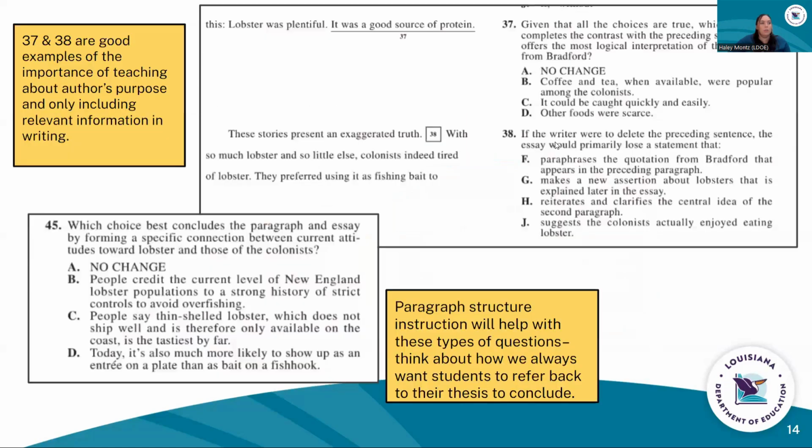Some other examples, just to show you, you can feel free to pause your video to see these more in depth. 37 and 38 are good examples of the importance of teaching about author's purpose, and including only relevant information in your own writing, and then paragraph structure instruction will help with these types of questions through question 45. So think about how we always want students to refer back to their thesis and their conclusion, and why that's so important, and how they can do that effectively, so they know to apply that when they are editing someone else's writing as well, which is essentially what they're doing on this test, for these types of questions at least.